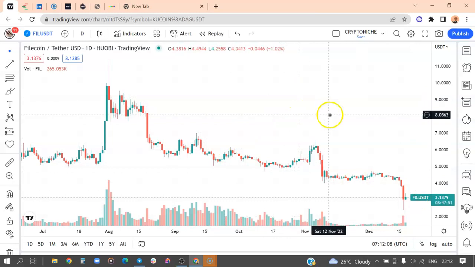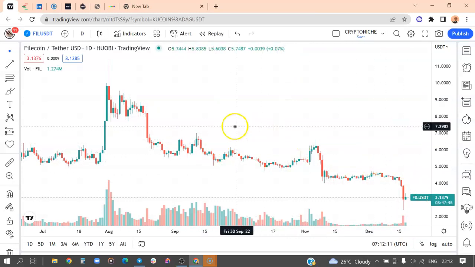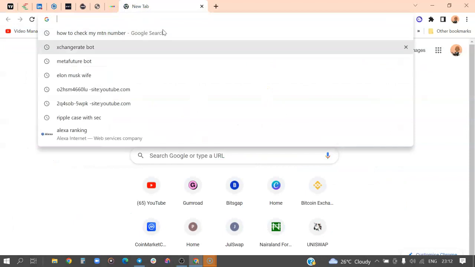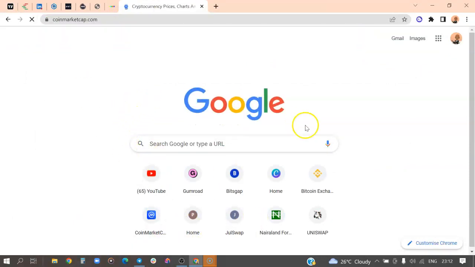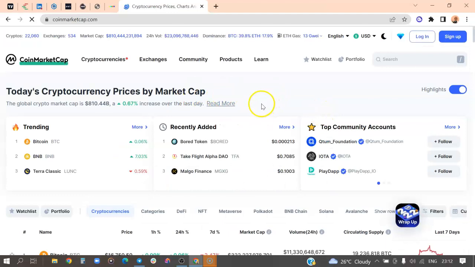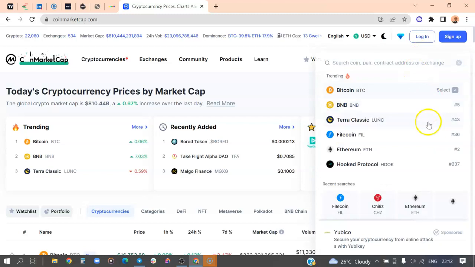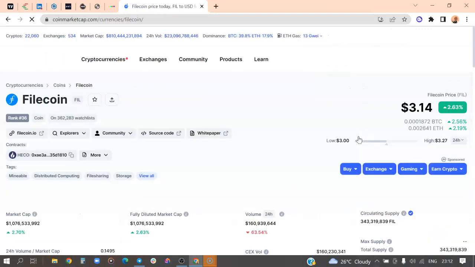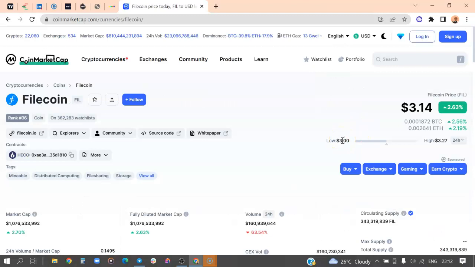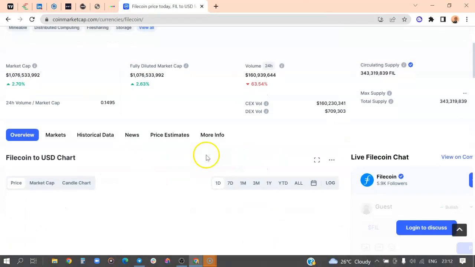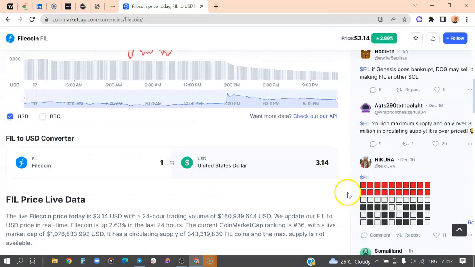One of the top losers in this bear market is Filecoin, and I'm going to show you why I'm saying this. Let's have a look at CoinMarketCap now. Yeah, it's right here. It's among the top 40 crypto across the world at the moment, so that makes sense, really.